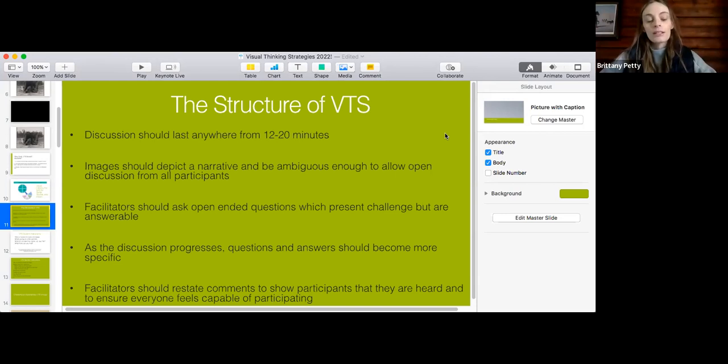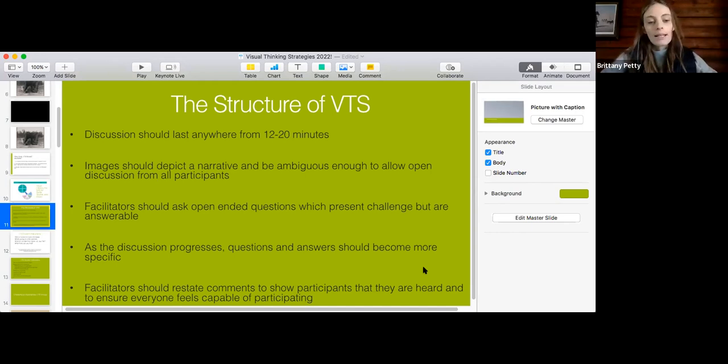Your images, and we'll get into this and I'll give you some examples. You want an image that does give a narrative, but is also ambiguous enough to allow discussion. So some of you all already had that context. You knew about Migrant Mother. So when you think about your class and showing them images, you don't want to show them an image they've seen a million times or an image that is a little bit too obvious. You do want a story, but it shouldn't be too obvious. You do want to give them that discussion.